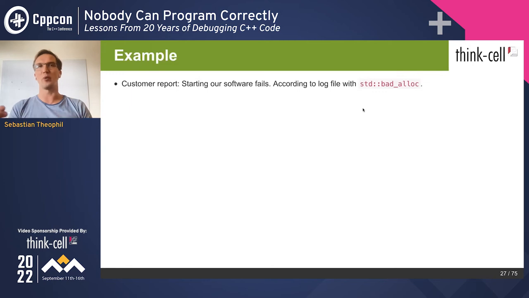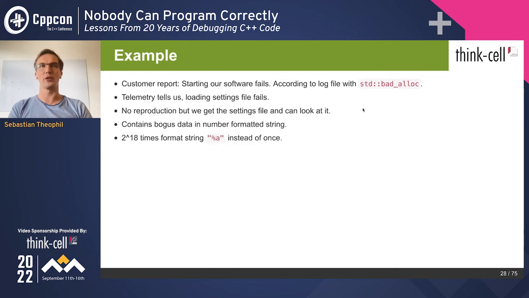So here we had a customer report to us that starting our software failed. And according to the log file, this failed with a bad_alloc exception. Now we could go to our error reporting system and check that apparently loading our initial settings file already failed. We didn't have a reproduction, but now that we knew this, we could go to the customer and ask him for his settings file and just take a look at it. And we saw that it contained some bogus data in a number formatted string. So instead of a single string, it contained the same string repeated 2^18 times. And that was clearly too much.